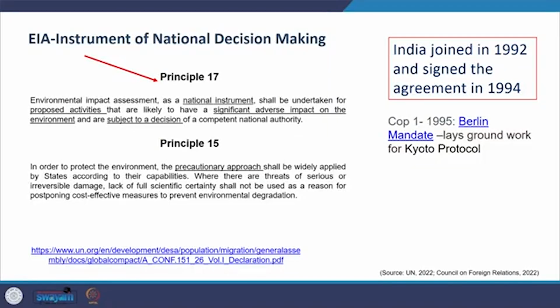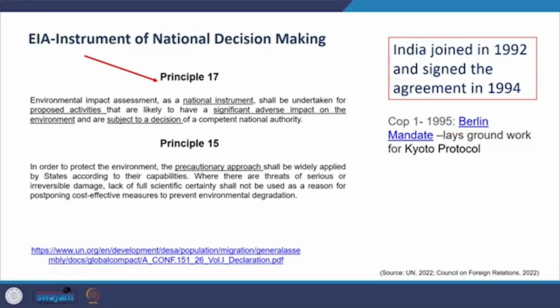UNFCCC directed the use of EIA as an instrument of national decision making through Principle 17. Principle 15 covers the precautionary approach. And we find similar other aligned principles in EIA practice. India joined in 1992 and signed the agreement in 1994. We witnessed COP1 in Berlin in this year, and the outcome of that was the Berlin Mandate. And this conference laid the background work for the Kyoto Protocol.